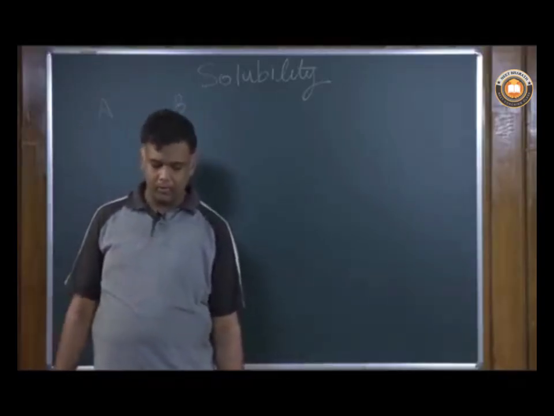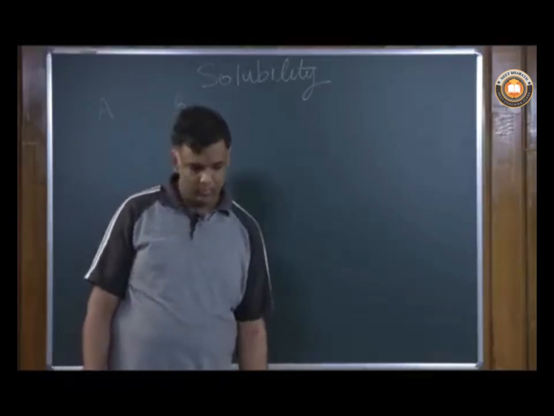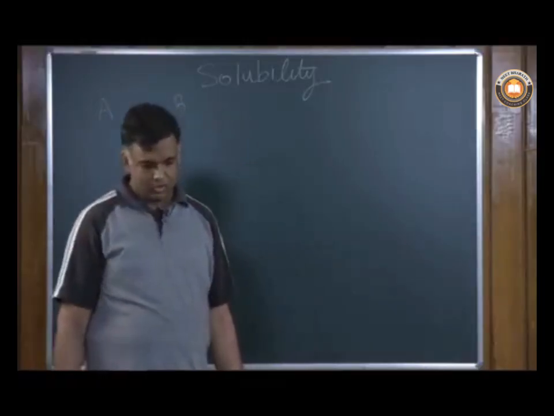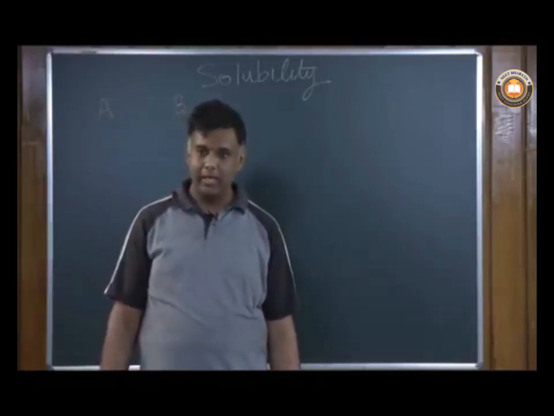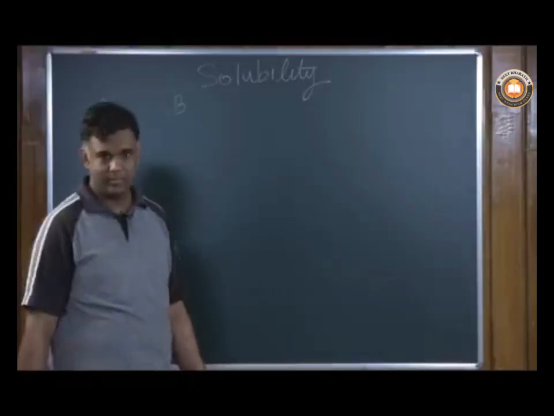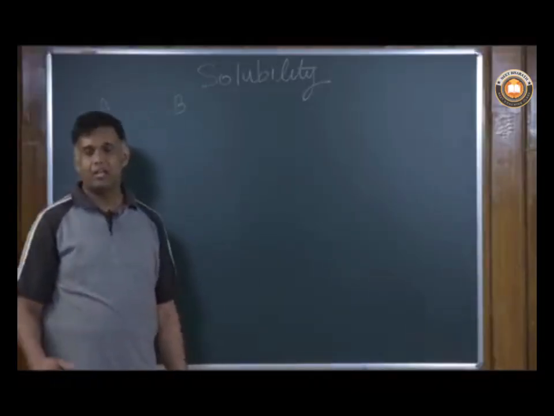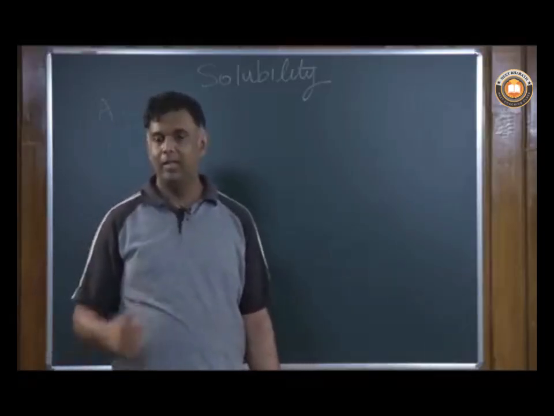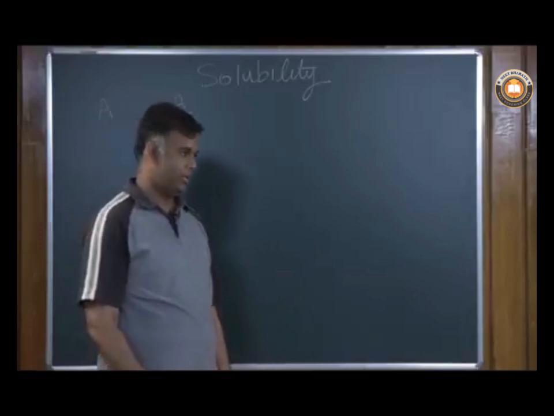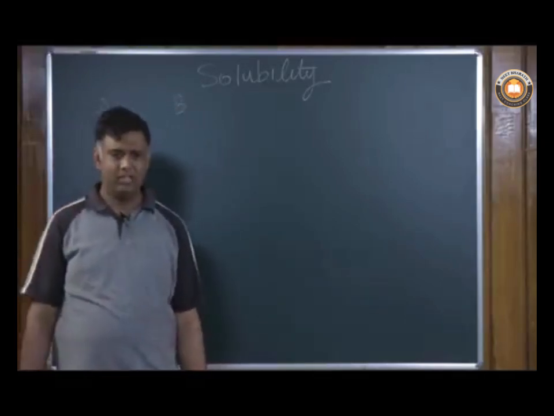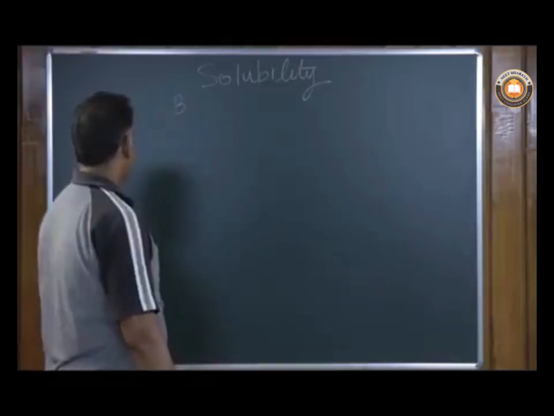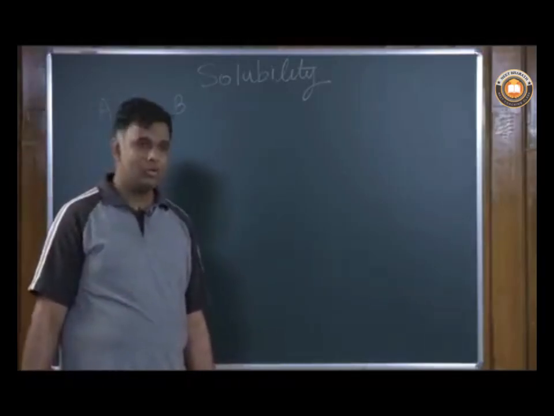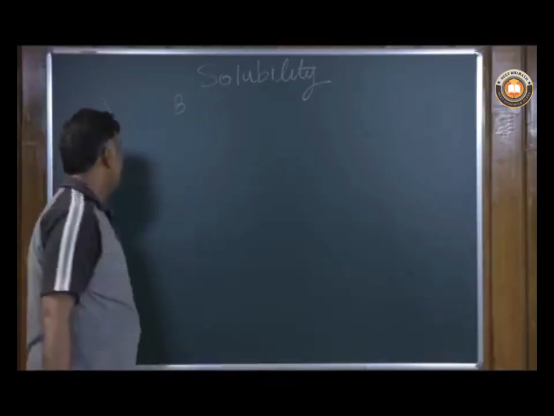So the maximum amount of solute A which dissolves in solvent B without precipitating out is the solubility of solute A in solvent B. Basically this is the maximum concentration attainable of solute A in solvent B, and that is called solubility. There are salts which are very highly soluble and there are salts which have a very low solubility in a given solvent.